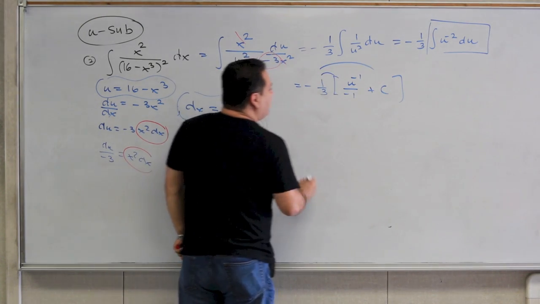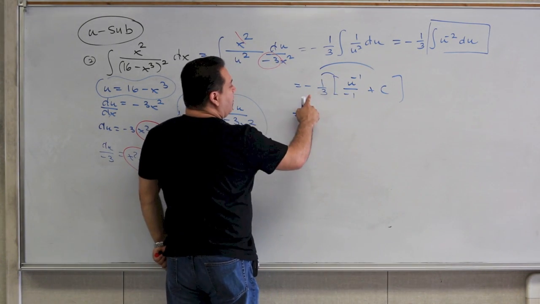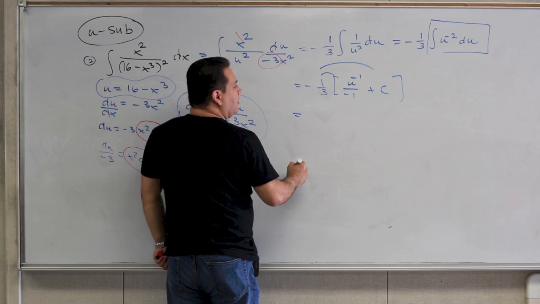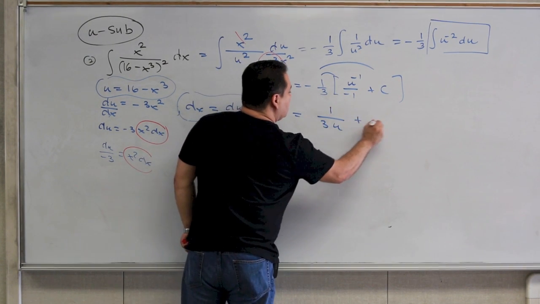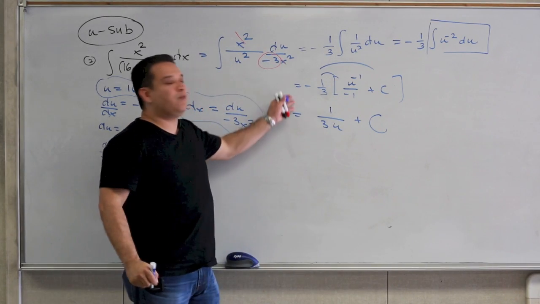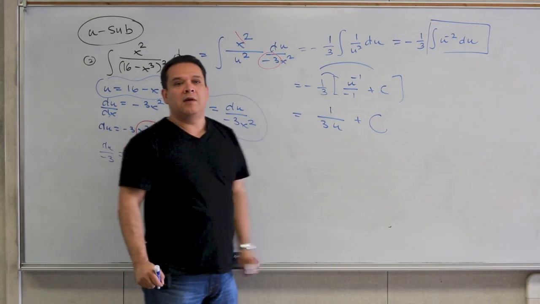Really, you're going to use your distributive property. Now, this is negative times negative, which is what? Isn't that 1 over really 3u? And I'll just put plus the c like you just mentioned. Can I just put a constant there? And the answer is yes.